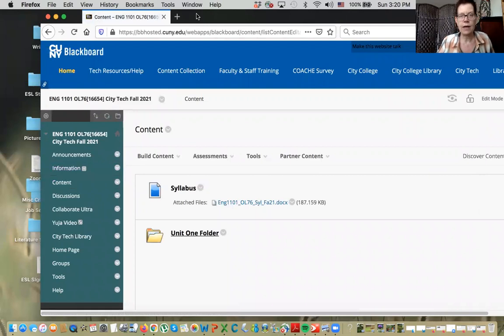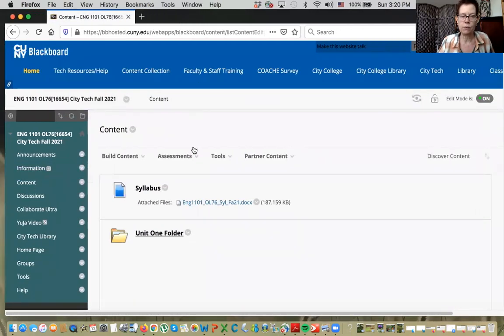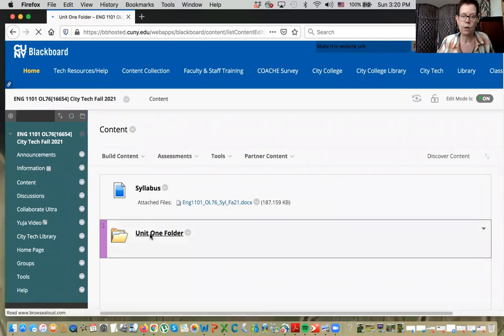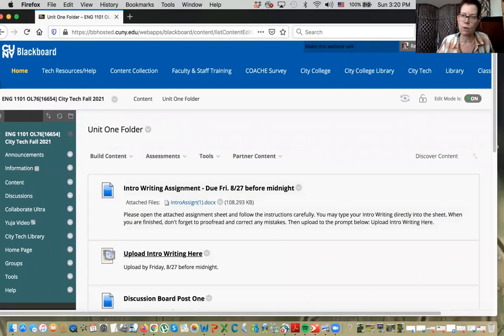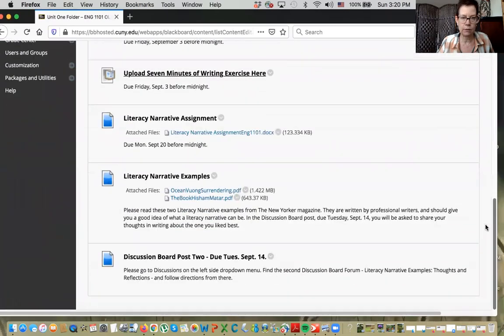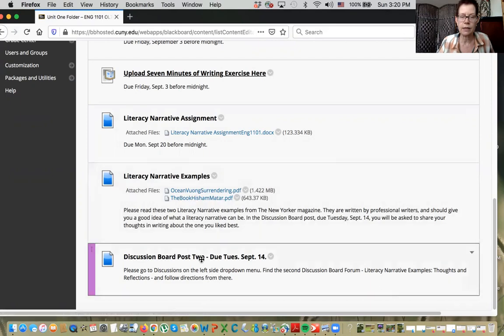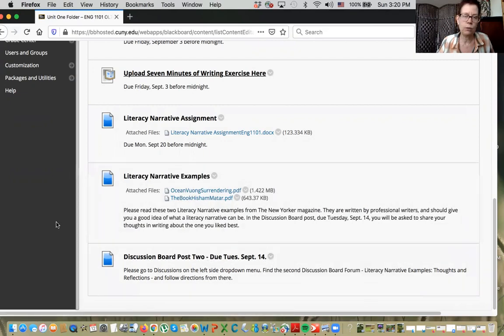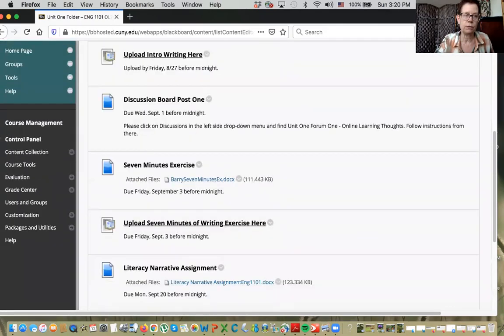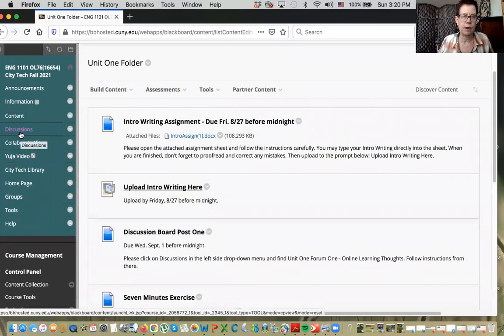Okay. So that's what's coming up, and that is what is due. So remember that if you want to check the due dates, just go back into the Unit 1 folder. Scroll down, right? Literacy narrative is due Monday, September 20th before midnight. Before it's due, you want to read the examples of literacy narratives to get a sense of what they really are, right? And then you're going to discuss it in the discussion board post, which is due September 14th, where you will go up to discussions on this sidebar.